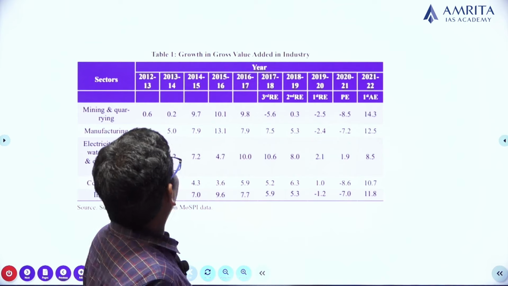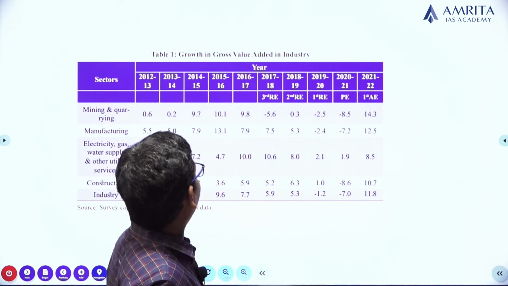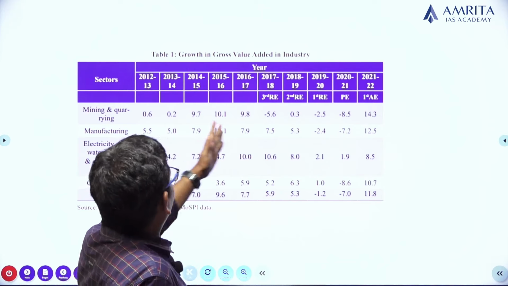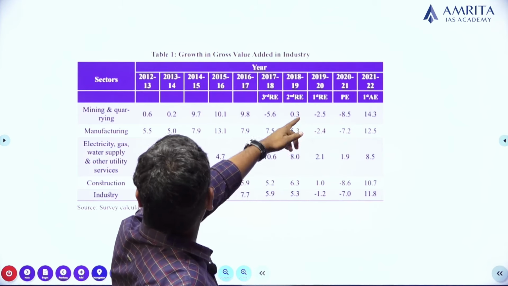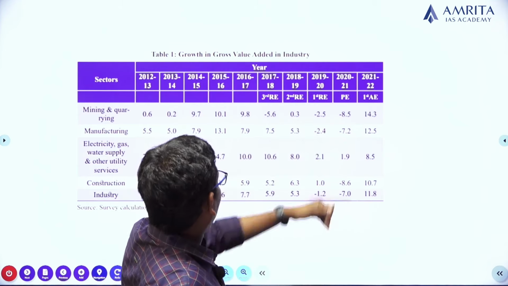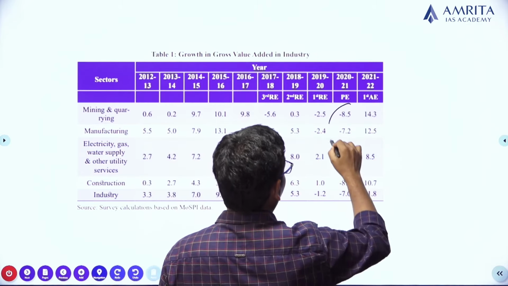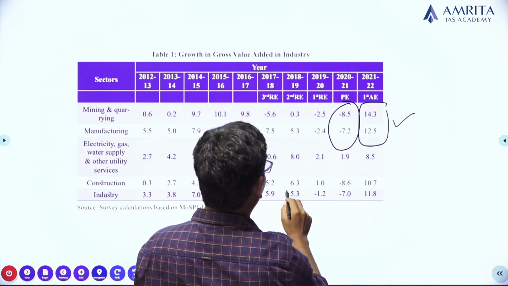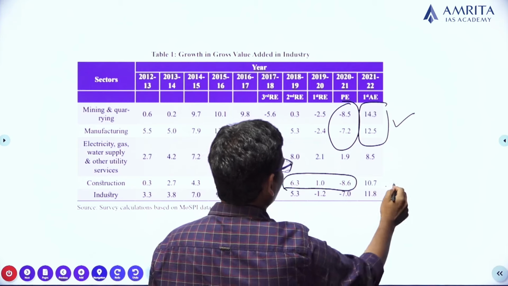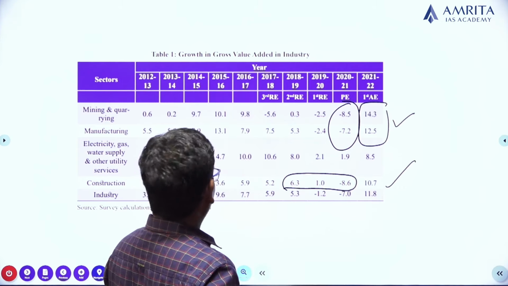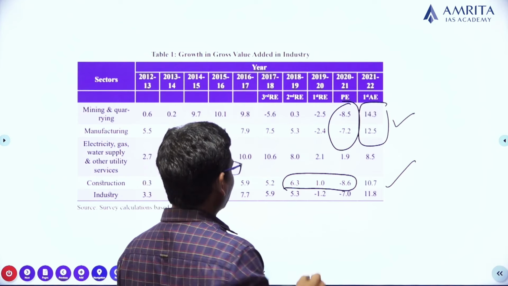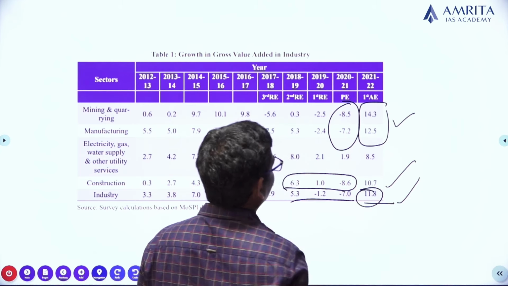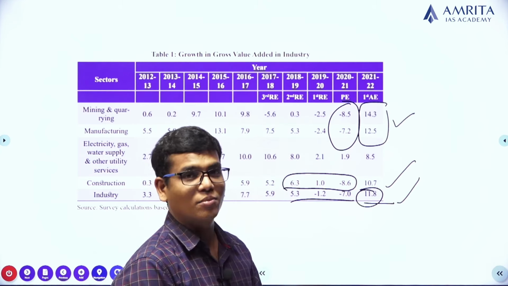Growth in gross value added, it's not a percentage, but in terms of overall growth, which sector is contributing more? See, 2012 to 2019-20 they have given for mining, quarrying, manufacturing. In 2019-20 they haven't performed well, but you can understand the performance in COVID-19. But again the jump you have made, see construction 6.3, then minus 8.6, but again bounced back to 10.7. The overall industry is again 3.3 increase, again reduction, again a jump in increase, 11.8. Okay, 11.8 jump in increase.